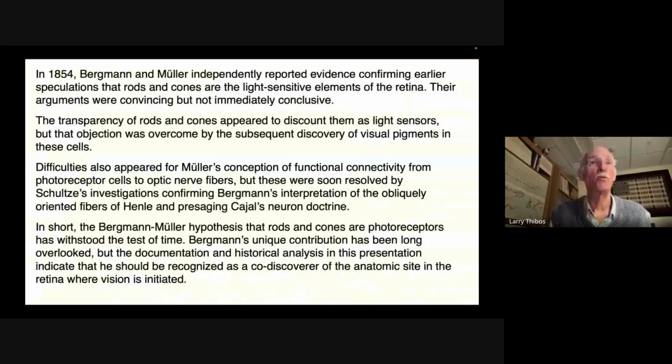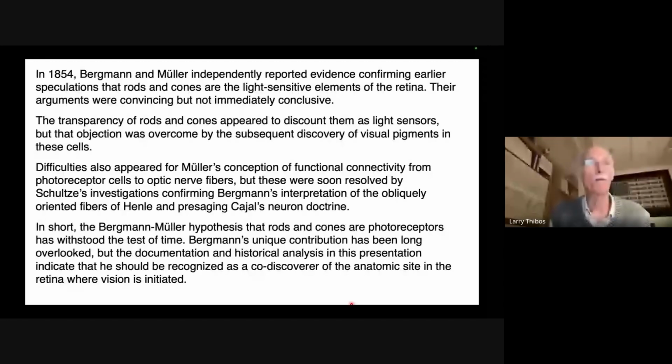Okay, let me sum up. In 1854, Bergmann and Müller independently reported evidence confirming earlier speculations that rods and cones are the light-sensitive elements of the retina. Their arguments were convincing, but not immediately conclusive. The transparency of rods and cones appeared to discount them initially as being light receptors, but that objection was overcome by the subsequent discovery of visual pigments in those cells.